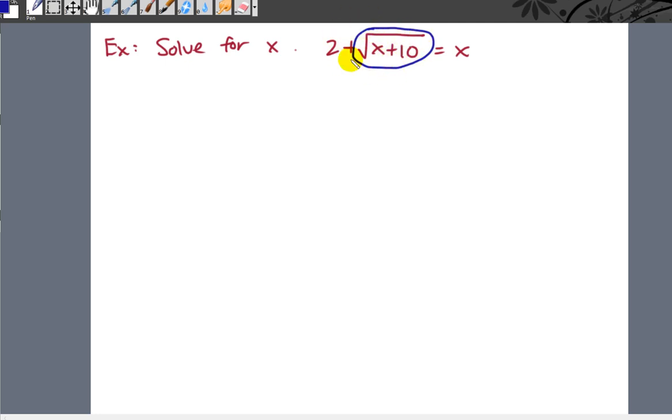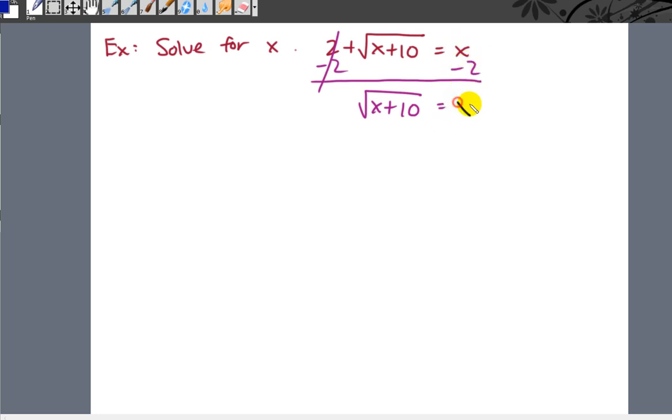But in this case, we need to get this by itself, whether it's on the left-hand side or the right-hand side. First, we need to take this number here, so we can subtract 2, and that way we can isolate the radical. So this cancels, and we get the square root of x plus 10 equals, now careful with this, I see that some of you might try to combine like terms. These are not like terms. This is just x minus 2. Next, we want to get rid of this square root somehow. So recall what I said earlier.